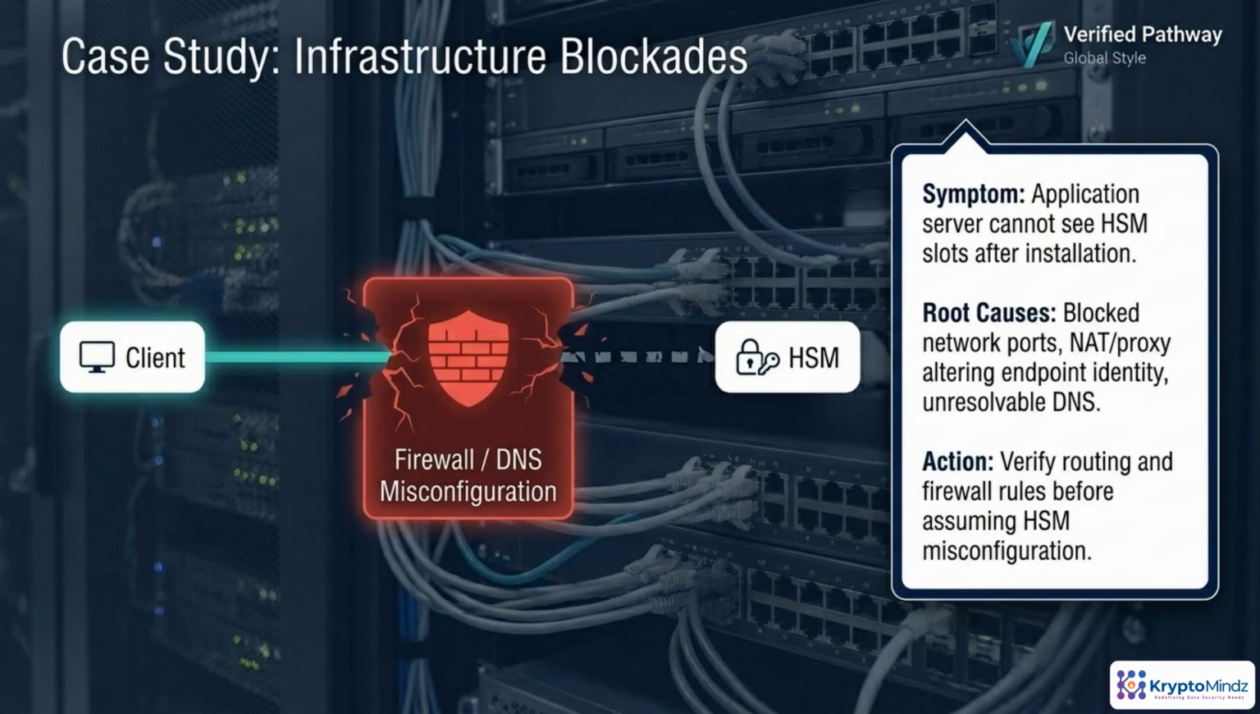A typical ticket sounds like this. We installed the Luna client, but the application can't see any HSM slots. Before touching the HSM, treat it as a network problem. Can the client resolve the hostname? Can it reach the HSM IP and ports directly, without a proxy or unexpected NAT? Loop in the network team early. Misconfigured firewalls cause more issues than the HSM itself.